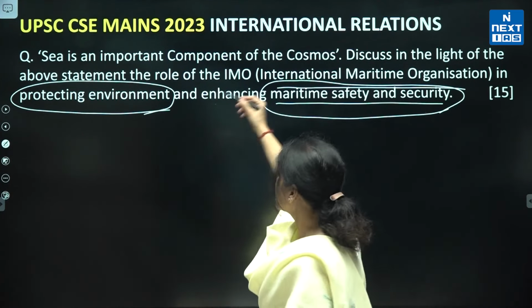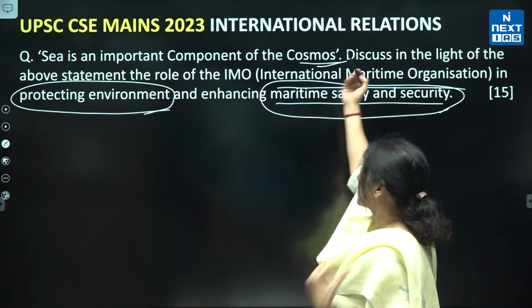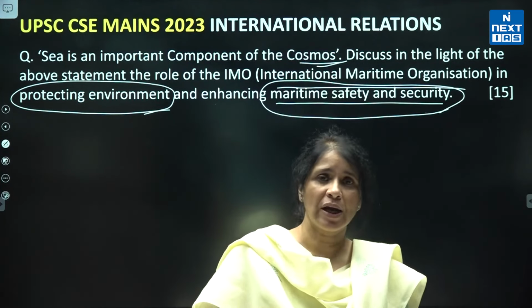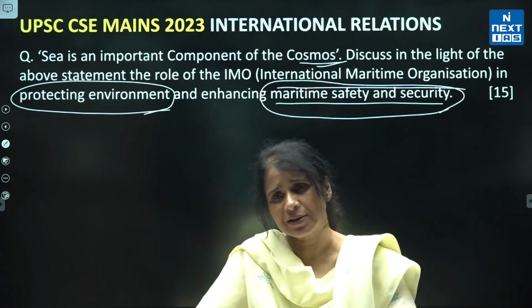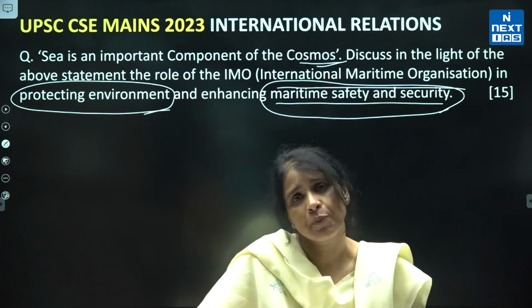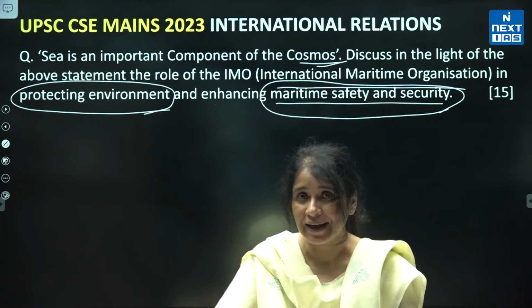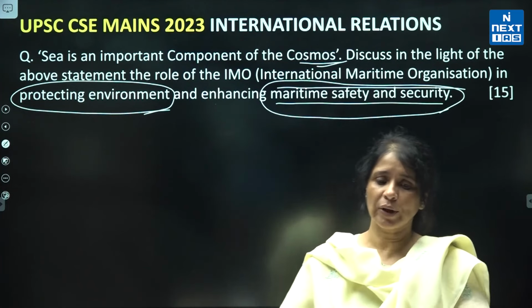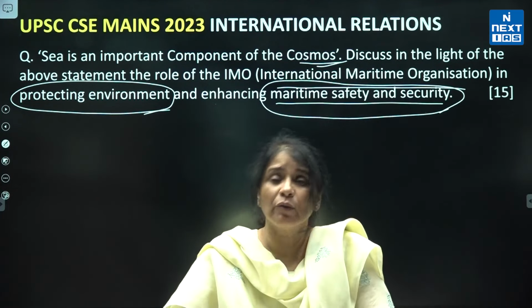So what you can do is you can write 2-3 lines about how important the seas are now, from trade to geopolitics to environmental concerns, from every aspect seas are important. And then what is this IMO, 1 or 2 lines you can talk about what is this IMO, and then you can talk about what role it is doing.